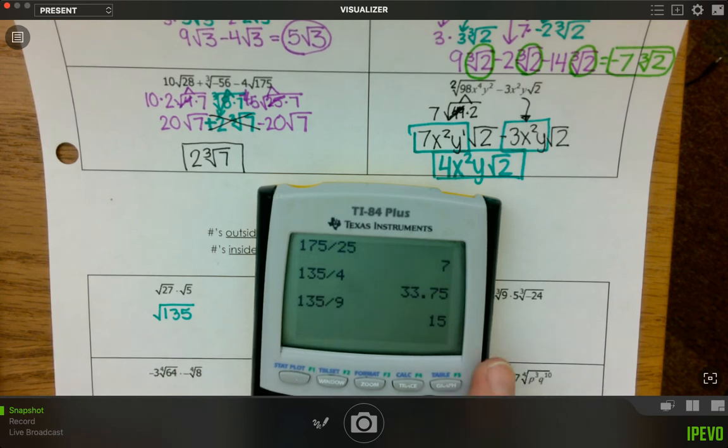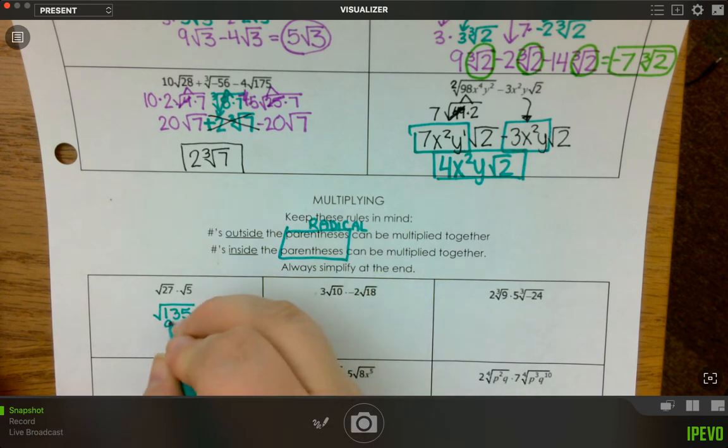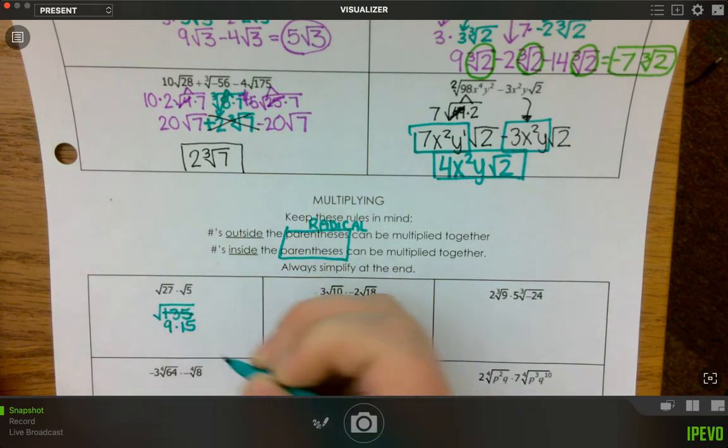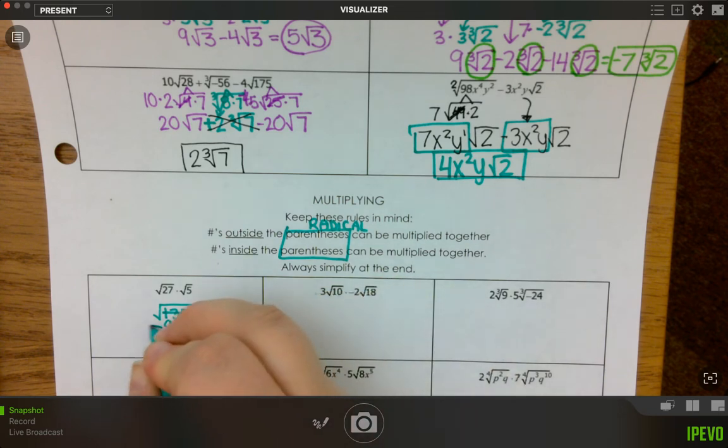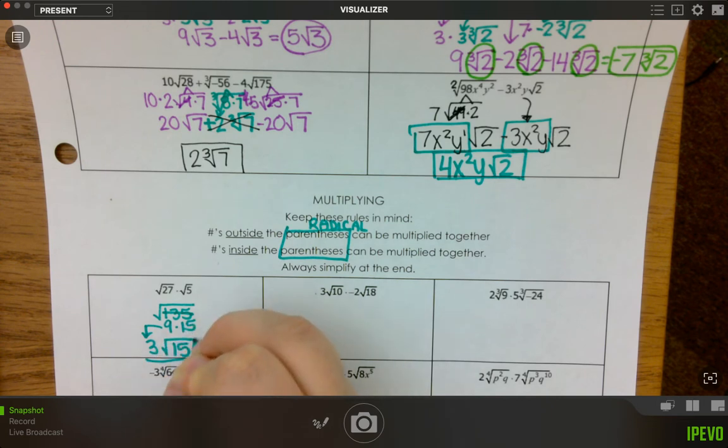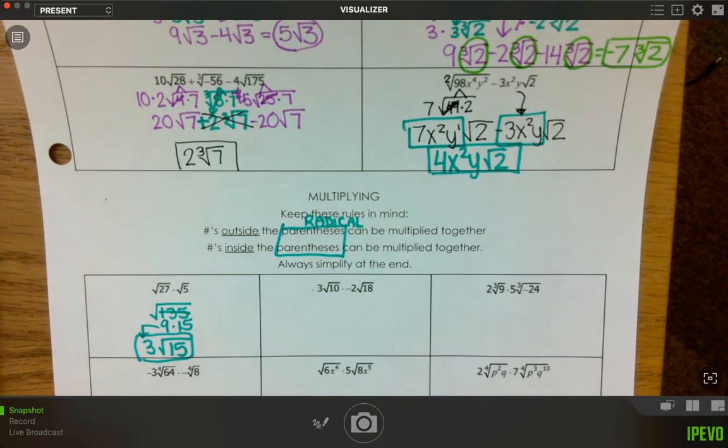And there we go, 9 and 15. I'm going to cross that out, right? It's 9 times 15. And then the square root of 9 is 3. And the 15 has to stay underneath. And there you go. So just make sure you always simplify it at the end if you can.